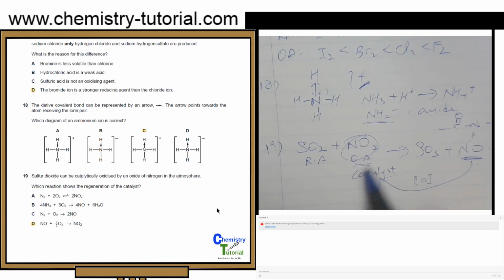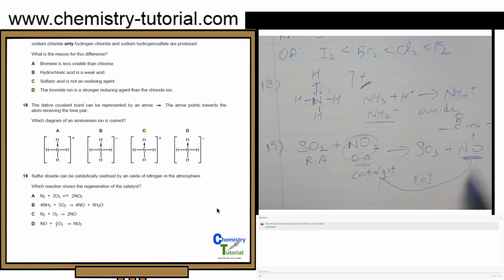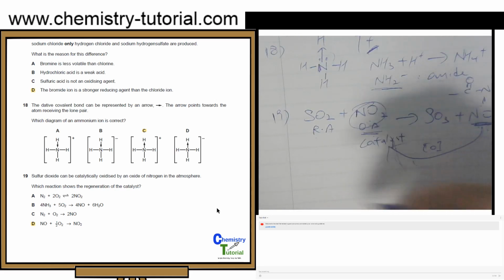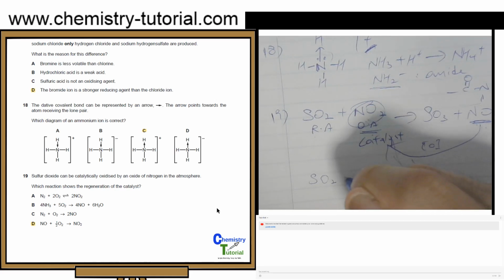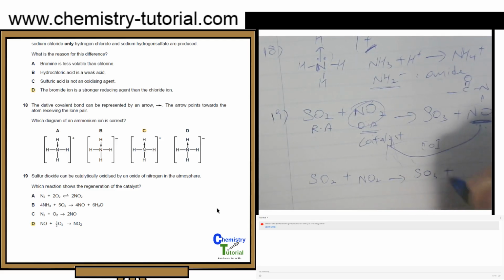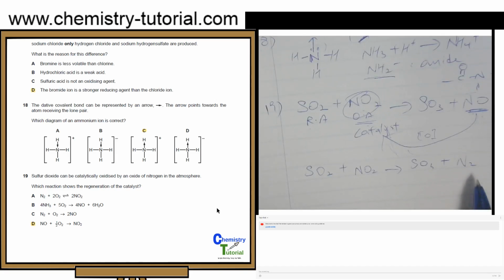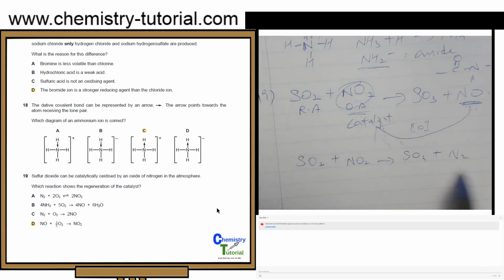Okay, based on this example, in this case we have to choose D because NO gets oxidized. We are not going to choose option A. Because if you choose option A, then your equation is going to look something like this. That means you are using SO2 plus NO2 to give you what? SO3 plus N2. You notice that no matter what you do, you can't really balance this equation. Hence, the answer for question 19 is option D.